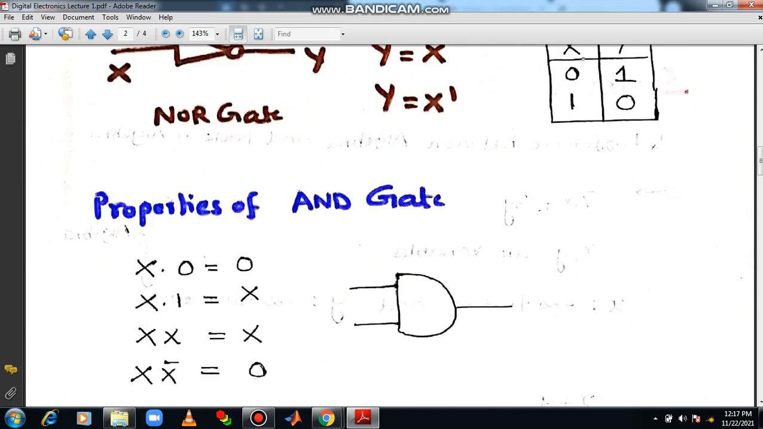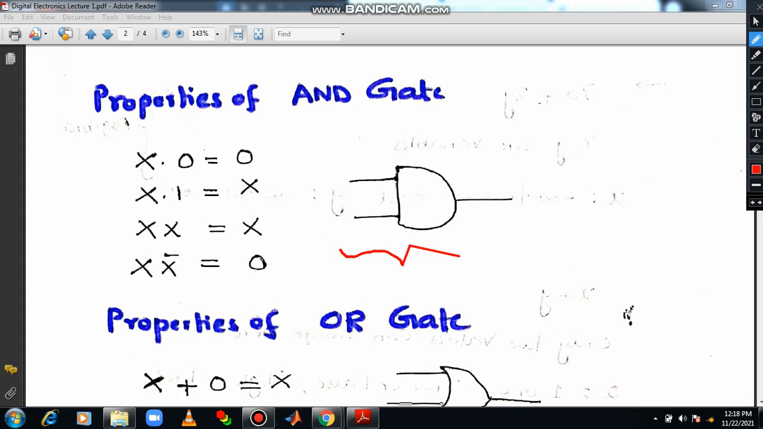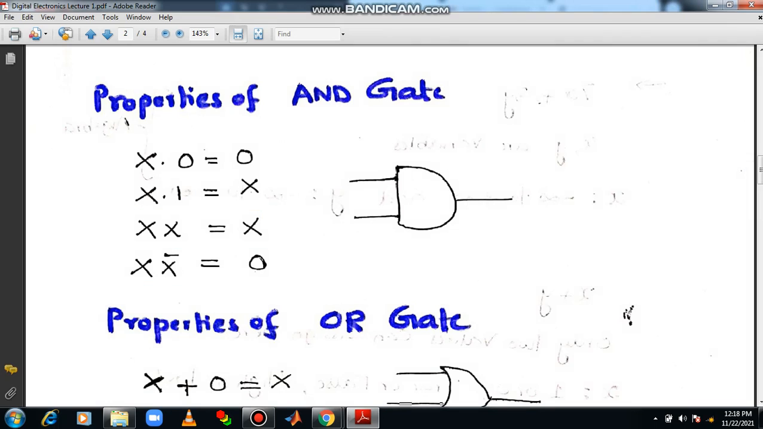Now let's understand the properties of the AND gate. This is very important from the exam point of view. Here you can see I draw an AND gate for your convenience. So x dot 0 will always be 0. If you want, you can give the values and just test the operation. You know the working of the AND gate, right? Then x dot 1 will always be x only. x into x will be x. x dot x bar or x dash will be 0. So these are the basic properties of the AND gate. This you have to verify.